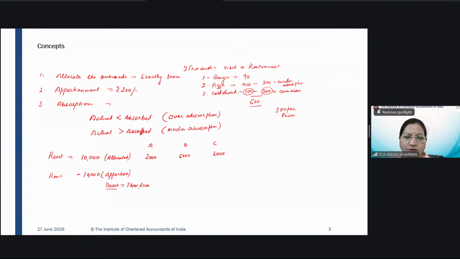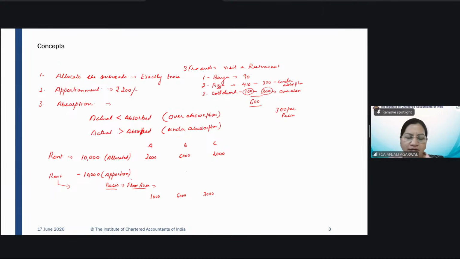If the floor area for the three departments is mentioned, for example, A has 1,000 square feet, B has 6,000 square feet, and C has 3,000 square feet, then we should apportion the rent in the ratio of 1,000 is to 6,000 is to 3,000. So this is how you apportion the various expenses. You find the reasonable basis, and on that basis, you can apportion the rent or any other expense.